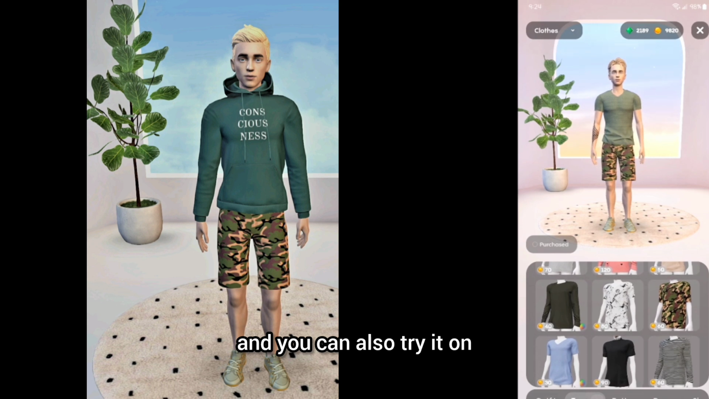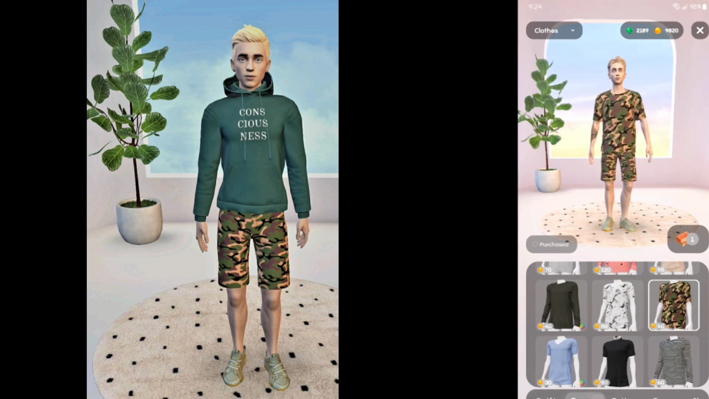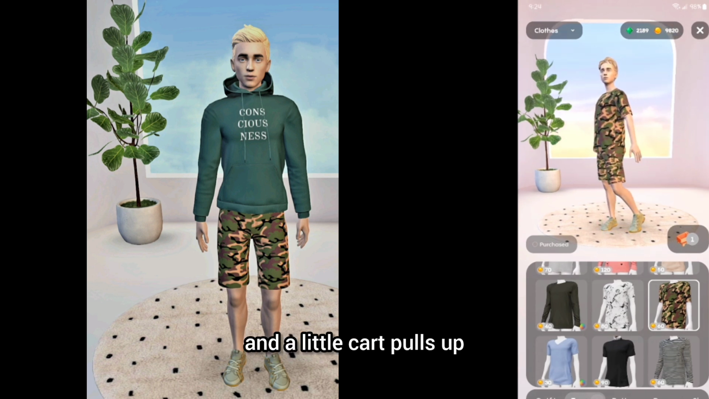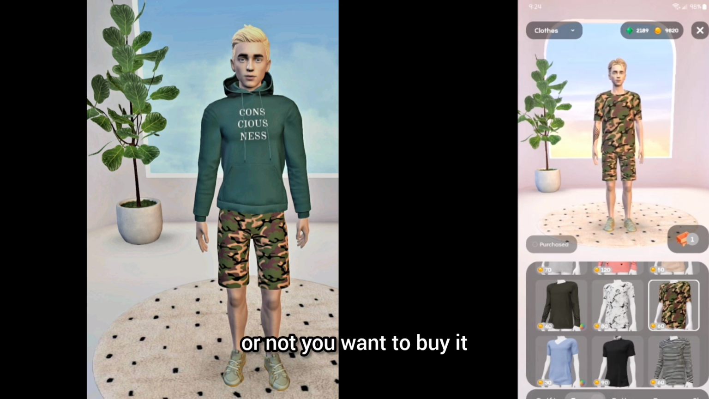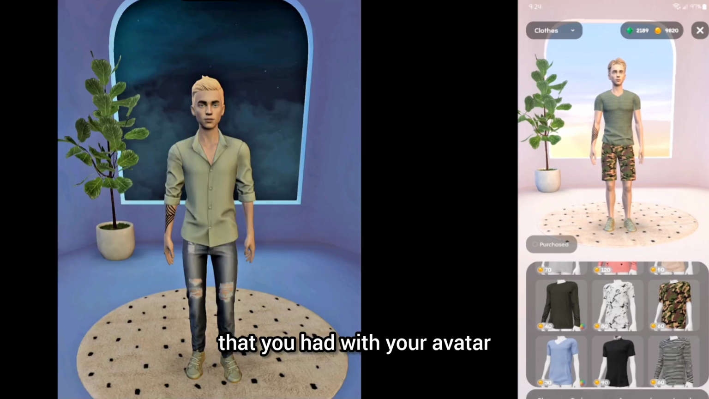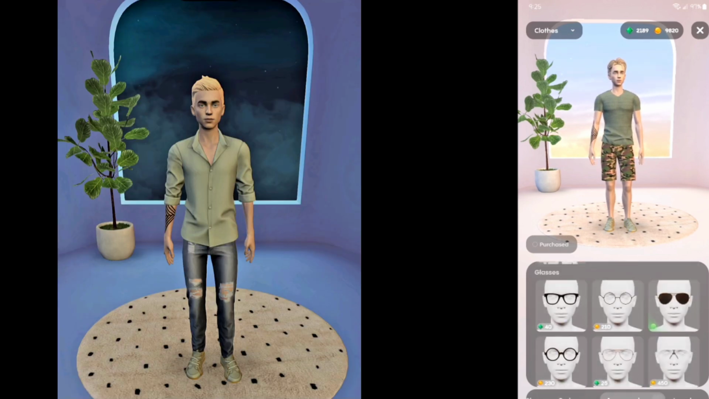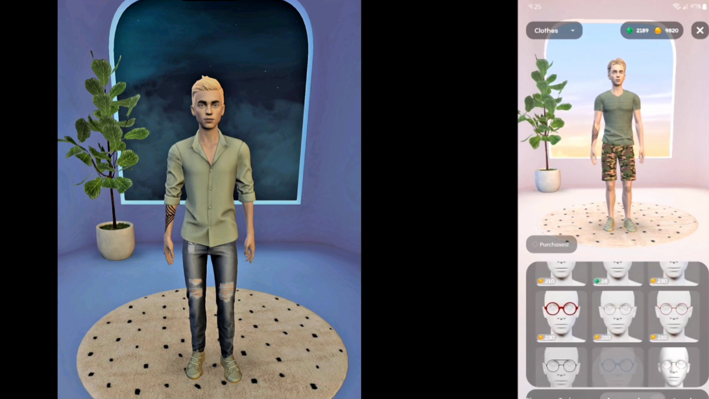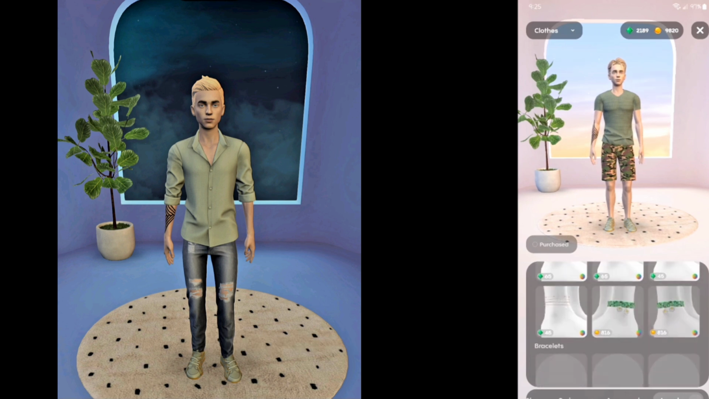And you can also try it on. I'll show you here in a little bit how to highlight that. You highlight the shirt, and the shirt pops onto your avatar, and a little cart pulls up. And if you click on that cart, it would tell you how much it is and whether or not you want to buy it. If you don't want it, you just click off of it, and it goes back to the original that you had with your avatar. So it's a feature where you can try things on, see what they look like, and if you like them, then you can purchase them with the gems and the coins. I think one gem is equal to 50 coins, something like that.